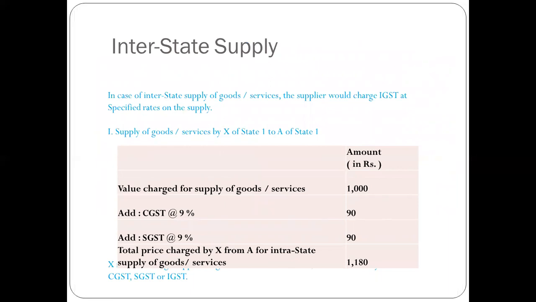In case of interstate supply of goods or services, the supplier would charge IGST at specified rates on the supply of goods or services by X of state 1 to A of state 1. The value charged for supply of goods or services is 1000, and add CGST at 9%, that is 90, and add SGST at 9%, that is 90. The total price charged by X from A for supply of goods or services is 1180.